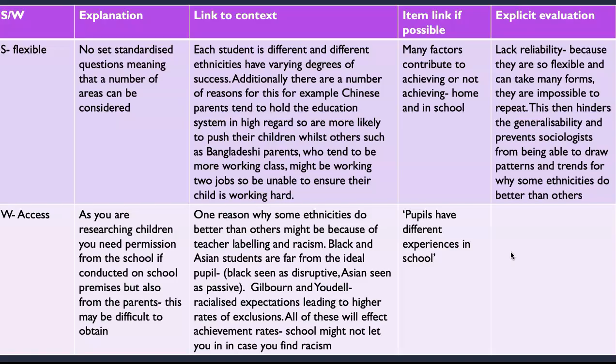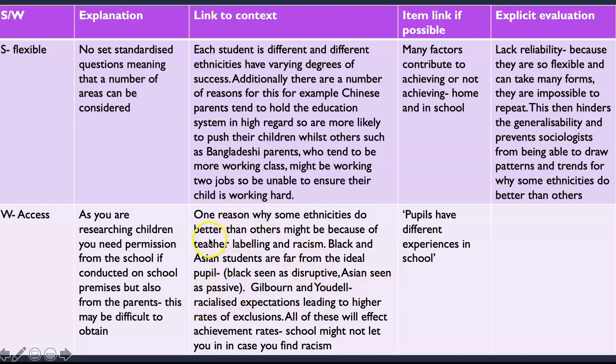Another weakness is access. Okay, so you're researching children, you obviously need permission from the school if you're doing it on school premises, and also the parents. My link to context here, I've mainly stuck to my access issue with schools. I haven't mentioned gatekeeper, but that would be a brilliant key term to add in there. So one reason why some ethnicities do better than others might be because of teacher labelling and racism. Black and Asian pupils are far from the ideal pupil. Black are seen as disruptive, Asian are seen as passive, okay?